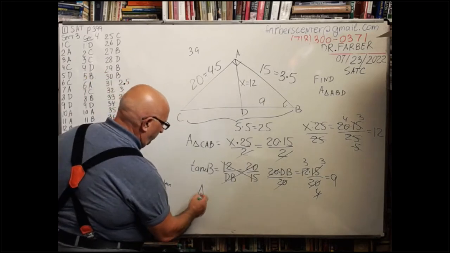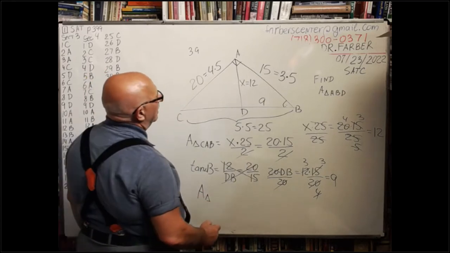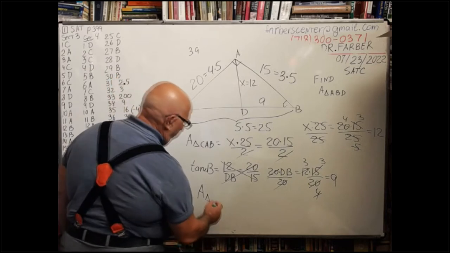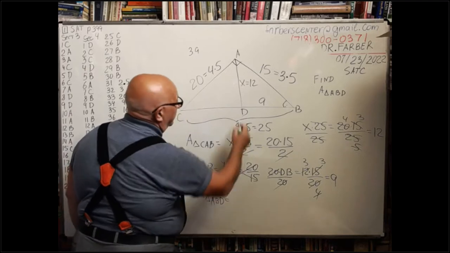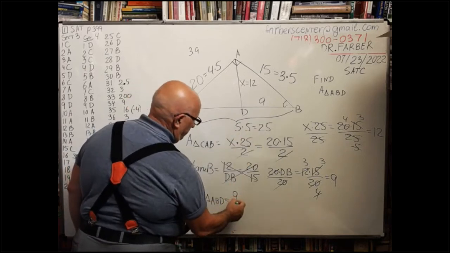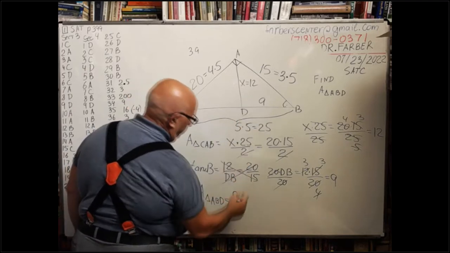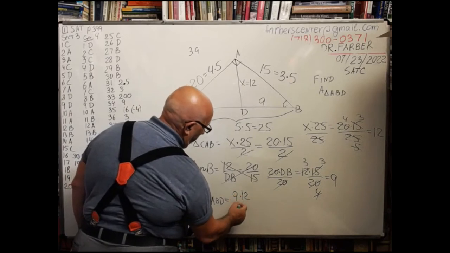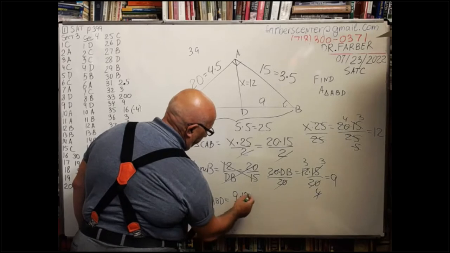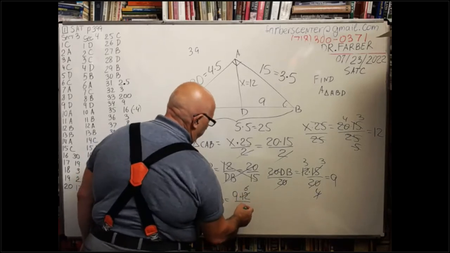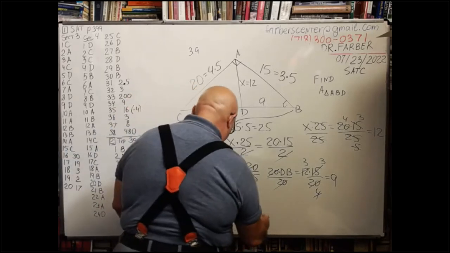So the very last step. Area of triangle ADB or ABD equals base times height, which is 12, divided by 2. 2 goes into 12 six times. And if you multiply, you get what? 54.